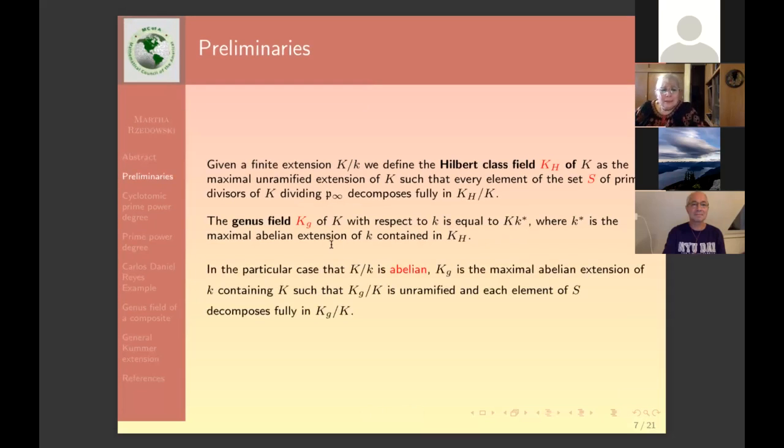In the particular case that K over K is abelian, that is, we are in this case, Kg can be considered as the maximal abelian extension of K containing K, such that Kg over K is unramified and each element of S decomposes fully in Kg over K. So we are not referring to KH at this moment.